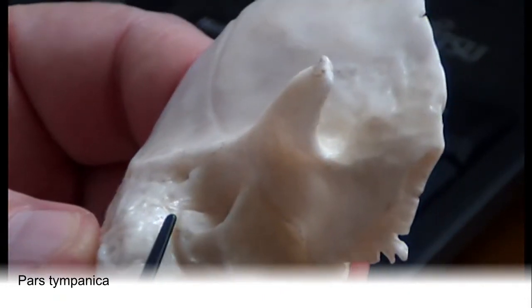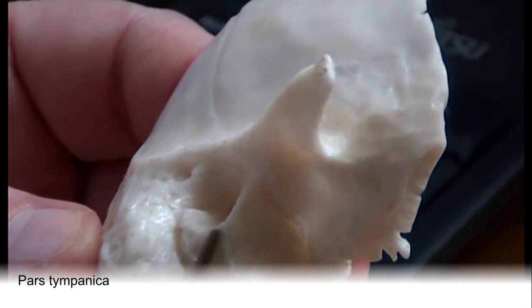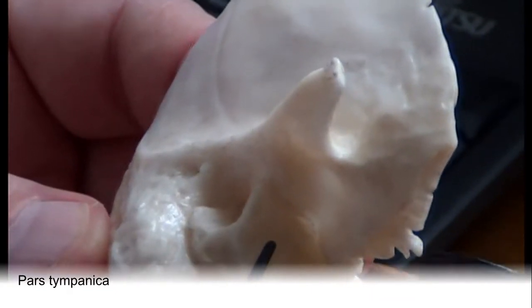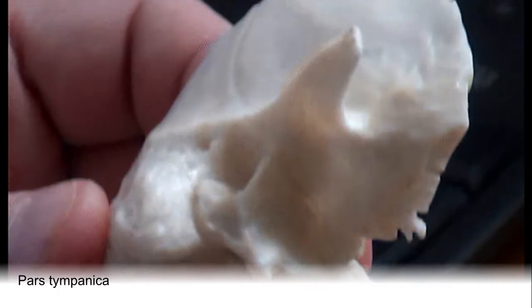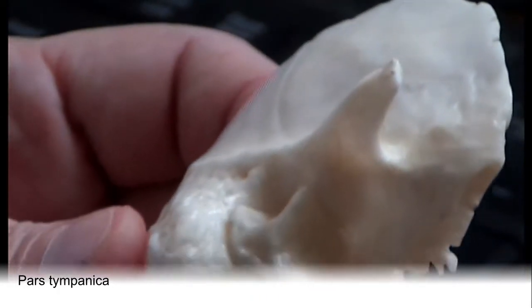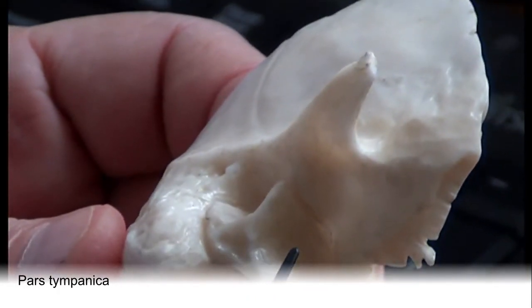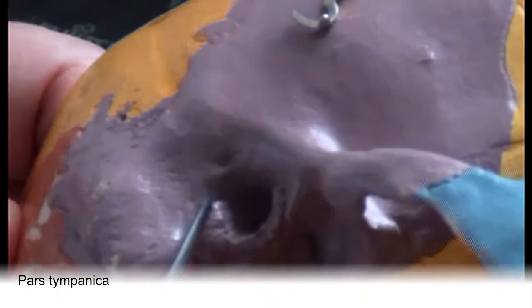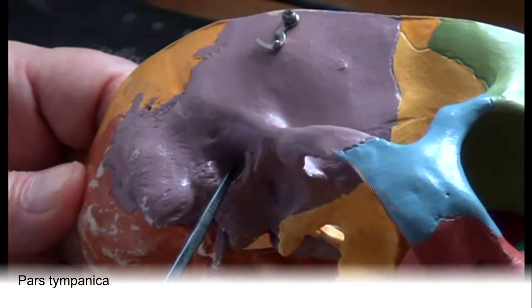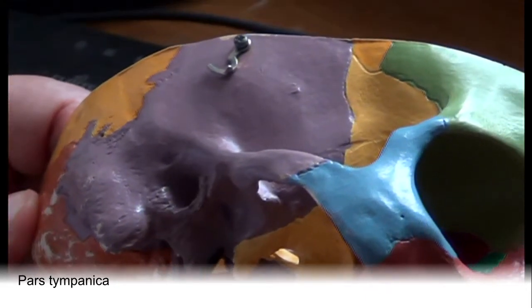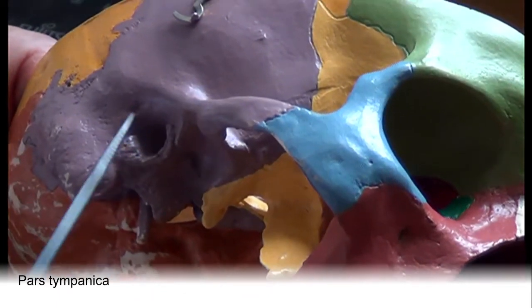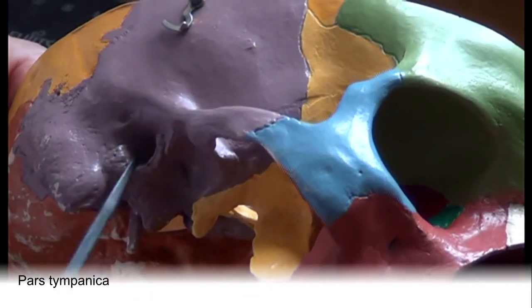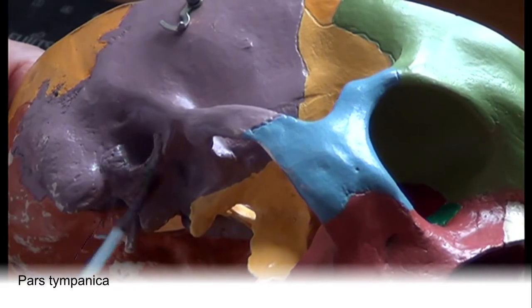So this is second part of temporal bone. Pars squamosa, first part, pars tympanica, second part. Here pars tympanica is also around this foramen. So here it is, pars tympanica, around porus acousticus externus or meatus acousticus externus.